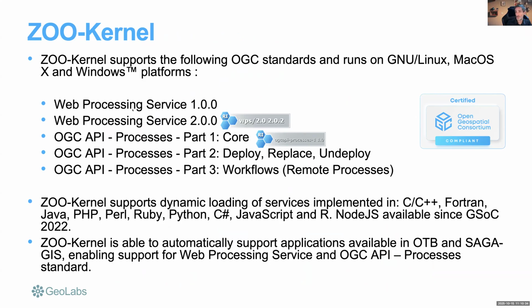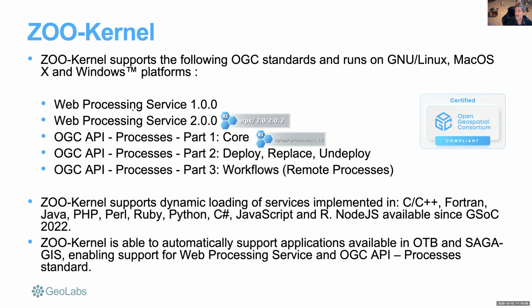We are also partly supporting OGC API Processes Part 3: Workflows, specifically the remote process conformance class, meaning that you can use as an input the invocation of a remote process and create a chain of processing this way.